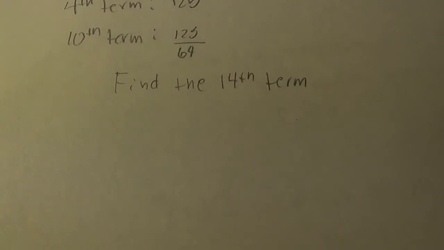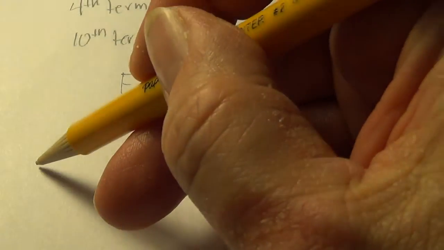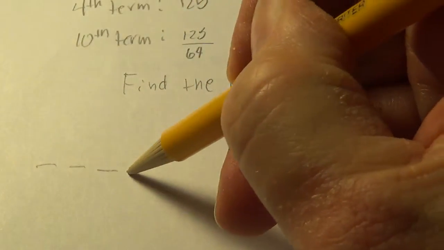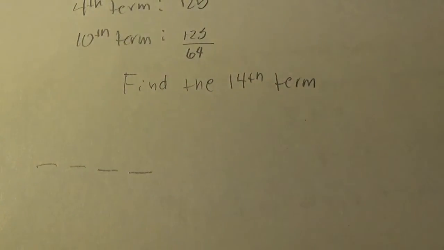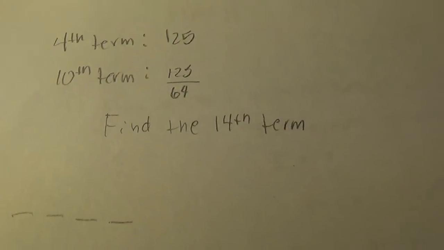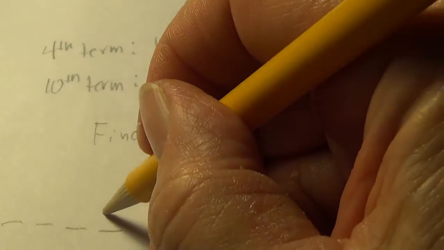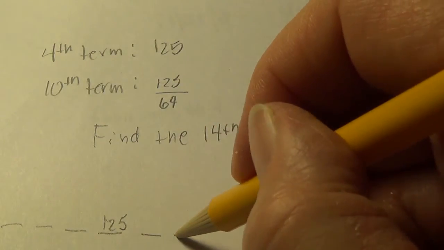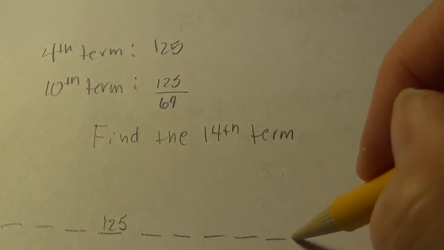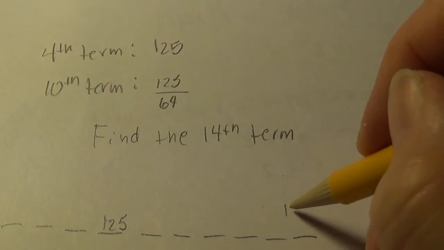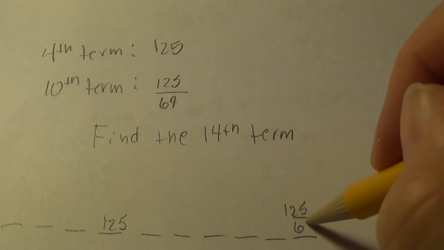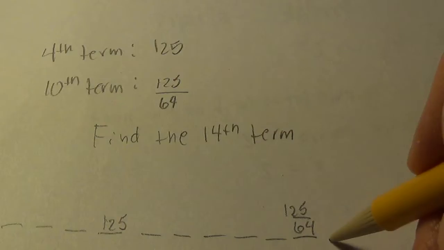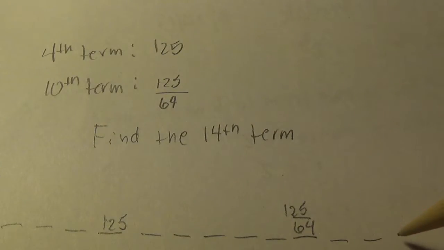So I like to think about what this looks like. 1, 2, 3, 4. The fourth term is 125, so I'm going to fill in that blank. And then the 10th term, so that's 4, 5, 6, 7, 8, 9, 10. The 10th term is 125 over 64. And I want 11, 12, 13, 14. This is the one that I want.